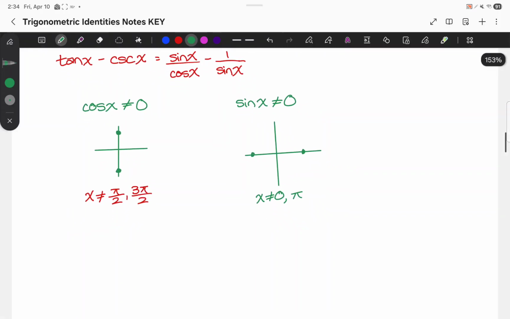So the idea is if it would make the denominator 0, it's not allowed. So what we can do is try setting the denominator equal to 0 and find those angles. Those are the angles that are restricted or not allowed. If you want to put all your restrictions together, in order, we could go 0, pi over 2, pi, 3 pi over 2.